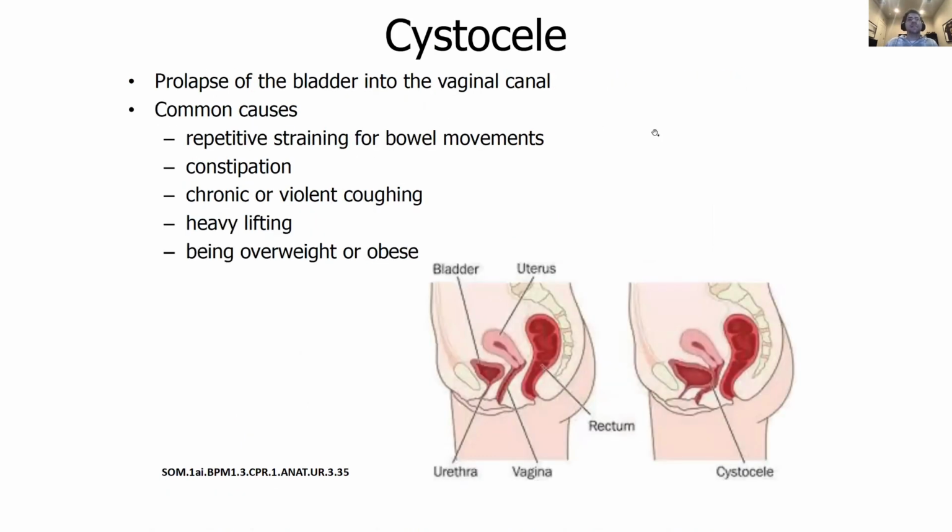And lastly, a cystocele basically just means the bladder has prolapsed into the vaginal canal. So if this happens, if you get a cystocele, you need it surgically corrected.